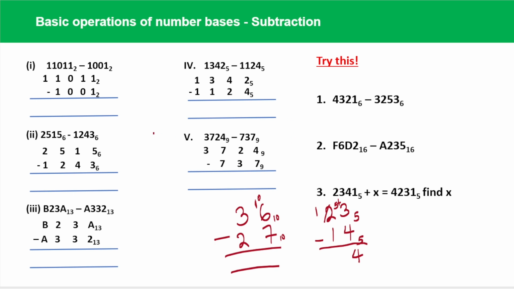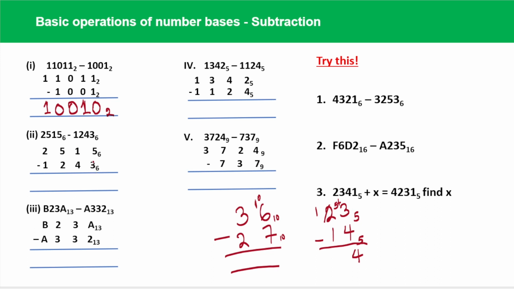Number 1, we have 11011 base 2 minus 1001 base 2. Now 1 minus 1, we can subtract this without borrowing, so 1 minus 1 will give 0. 1 minus 0 we can also subtract without borrowing, that will give us 1. 0 minus 0 will give us 0. 1 minus 1 will give us 0. 1 minus nothing will still give us 1. So this was quite easy. Our answer to this is 10010 base 2.